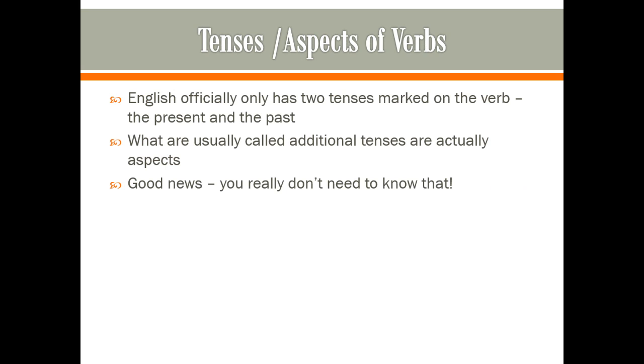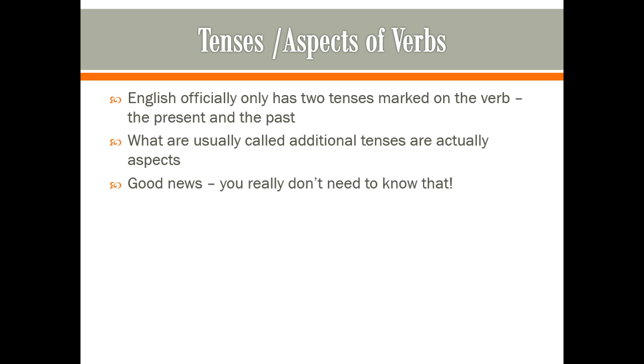All right, we're going to talk a little bit about tenses and aspects. Tense may be familiar to you. Aspect may be a new word. Linguistically speaking, English officially only has 2 tenses. That's because a tense in linguistics is a marker on the verb itself. That means that the verb itself changes form, and that indicates the tense.